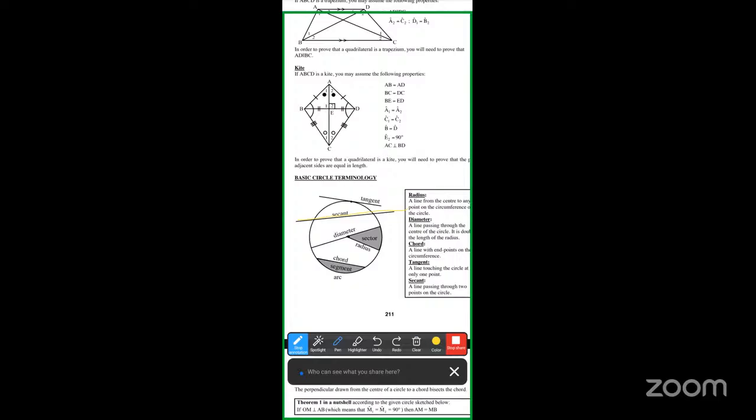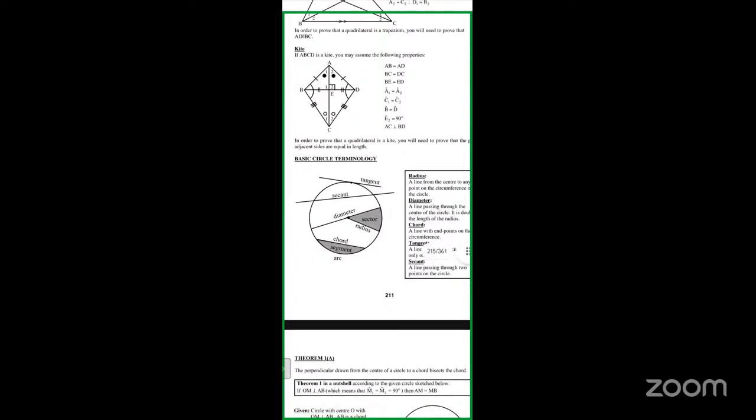Then we also have got the tangent right there, which is the line that touches the circle on the circumference at one point. It doesn't touch the circle at 2 points. Once the line touches the circle at 2 points, if it goes outside the circle, it's a secant. If it doesn't go outside the circle, it's a chord. But if it touches the circle at 1 point, then it's a tangent.